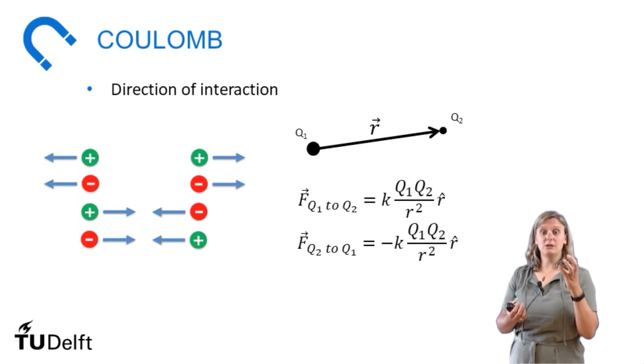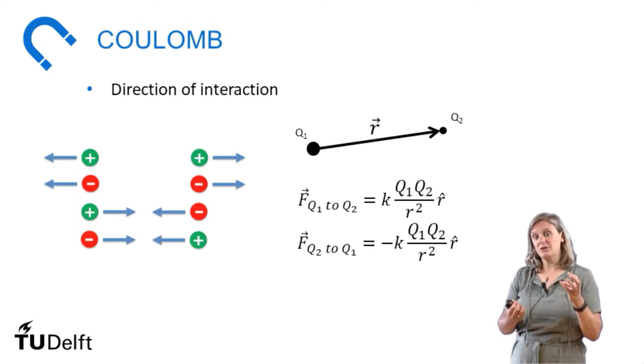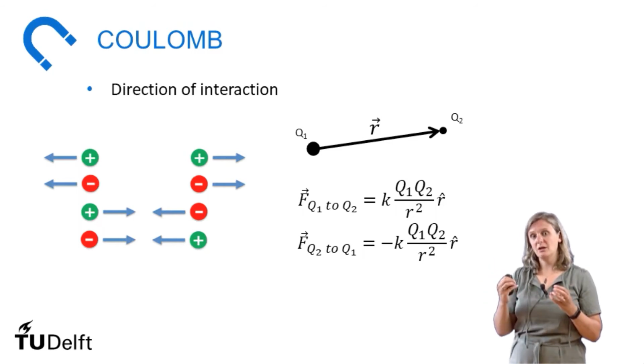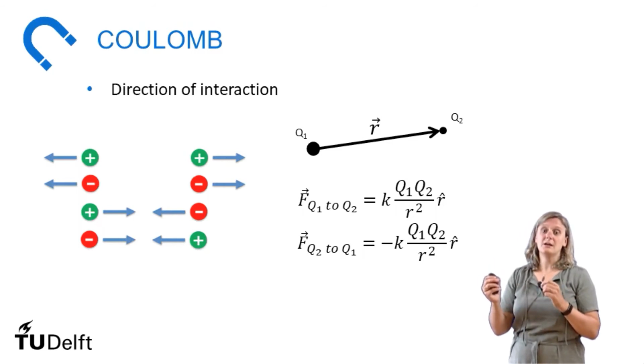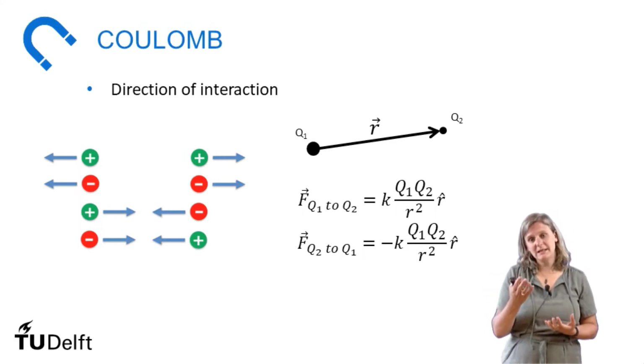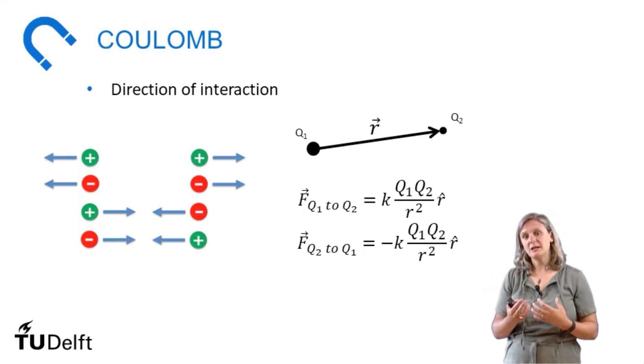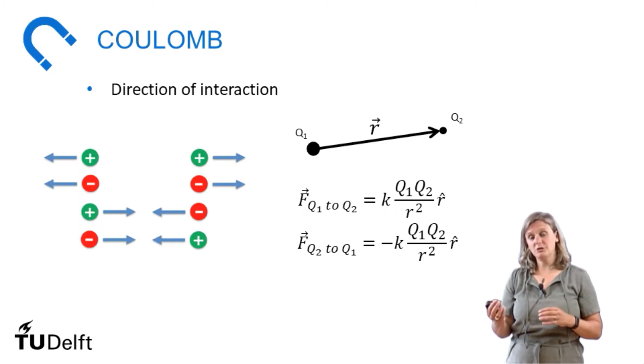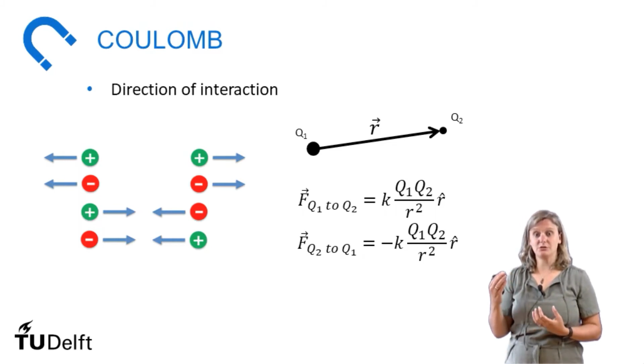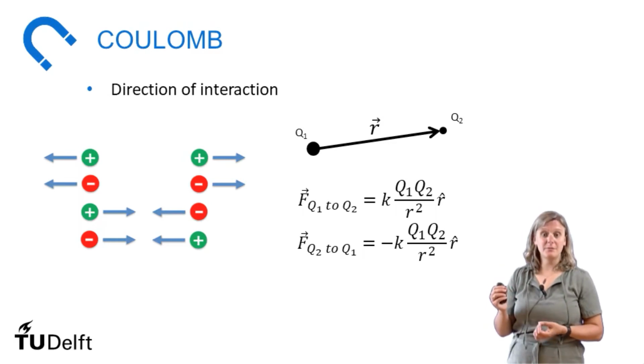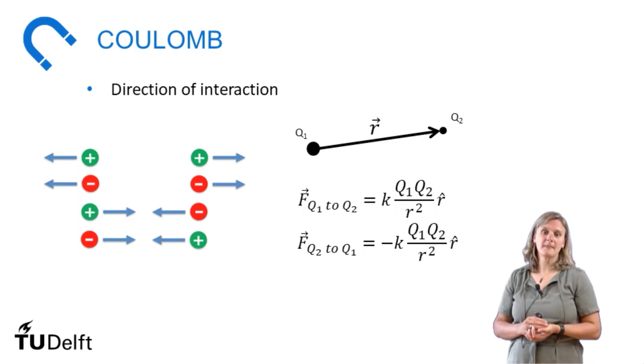So you see that Q1 actually exerts a force on Q2 that's in the direction of r. r is the vector from Q1 to Q2. And as we can see in the equation I wrote below it, F of Q1 on Q2 is k Q1 Q2 divided by r squared multiplied with r hat. And this is something that's new to you.